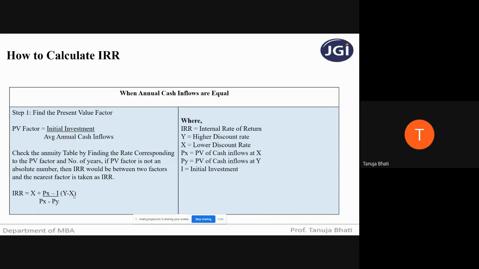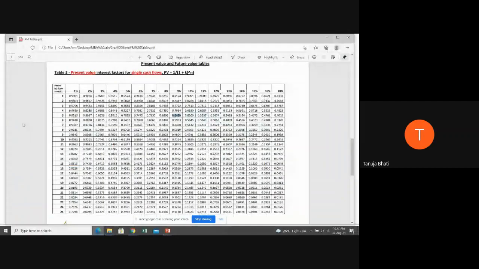Is this clear to everyone? Yes? Yes, students? Yes, ma'am. Okay, just to see whether you all have been cleared with it. Now you all have to tell me what is going to be the rate of return.